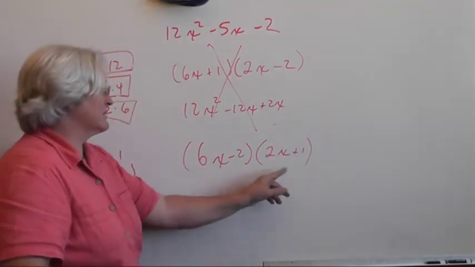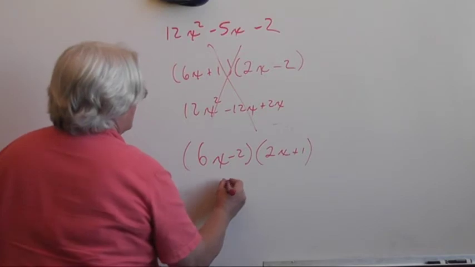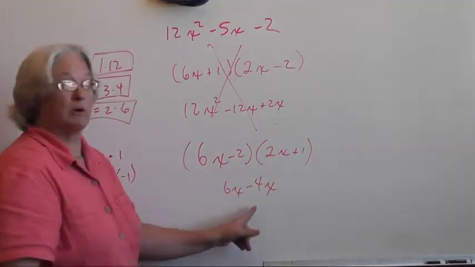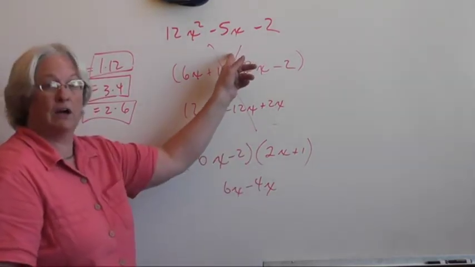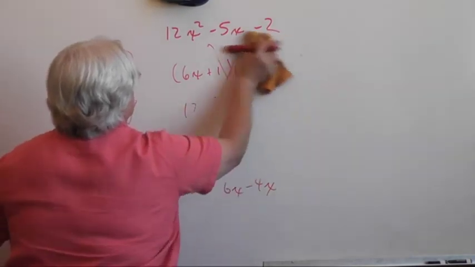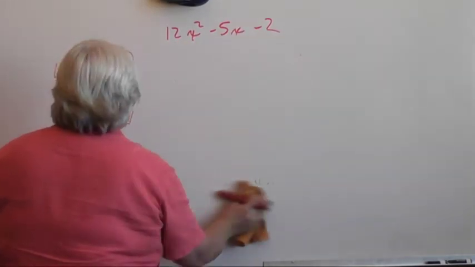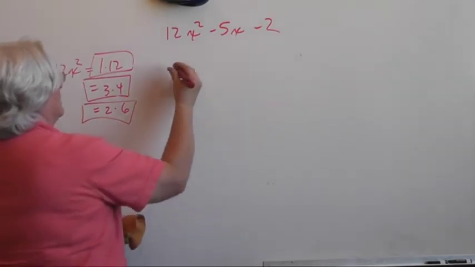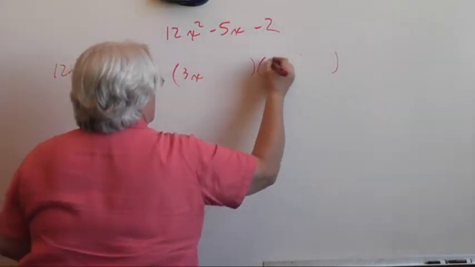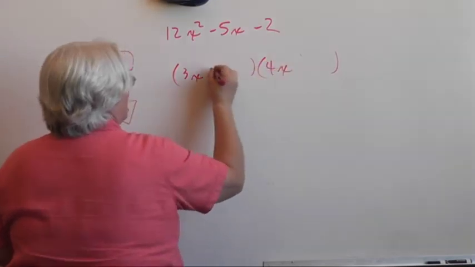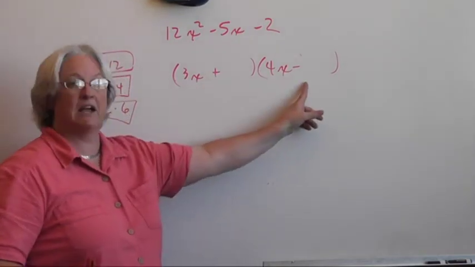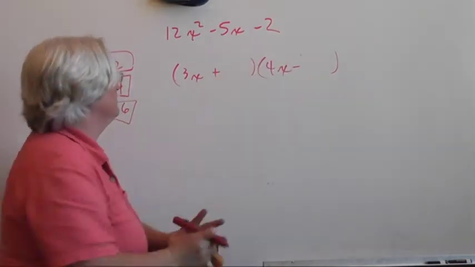We still have our 12x squared. Now we have 6x minus 4x. Does that work? Does that give us a negative 5? Nope. So these 6x and 2x aren't working. Now we try 3x and 4x. And we know that our signs in these factors have to be opposite because we have this negative.